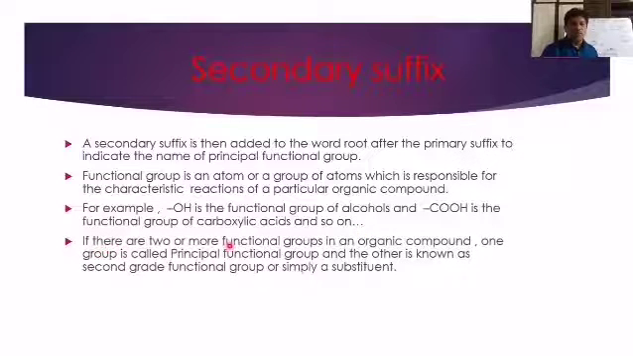If there are 2 or more functional groups in an organic compound, one group is called the principal functional group and the other group is known as the second grade functional group. The same thing is also called what? Substituent. Simply it is called a substituent. Suppose there are 4 different types of functional groups in the given structure. How many principal groups will be there? Only one. One will be the principal group.